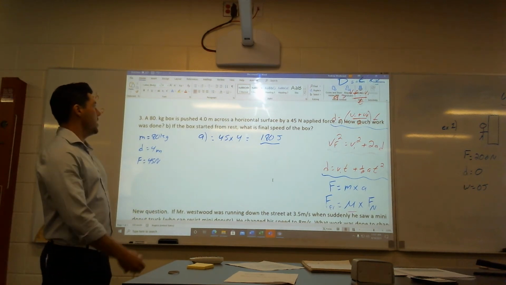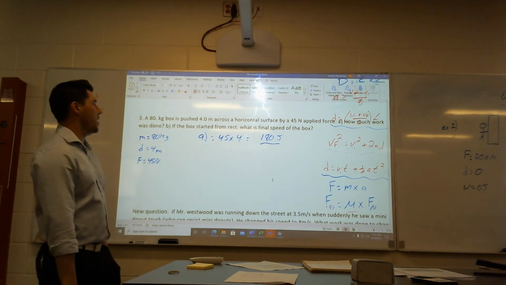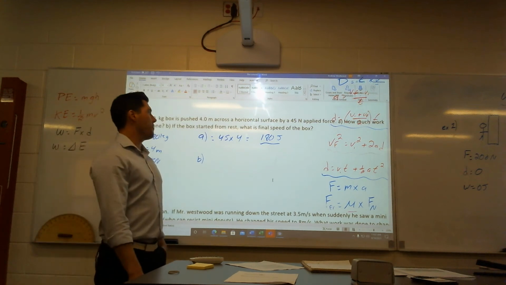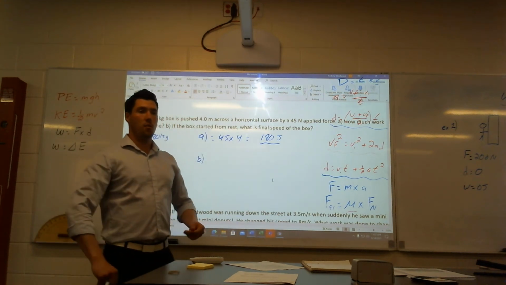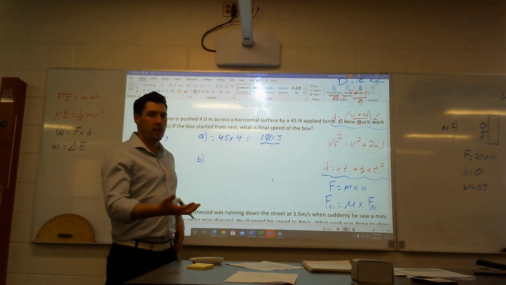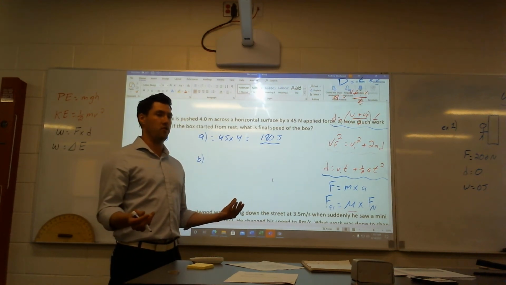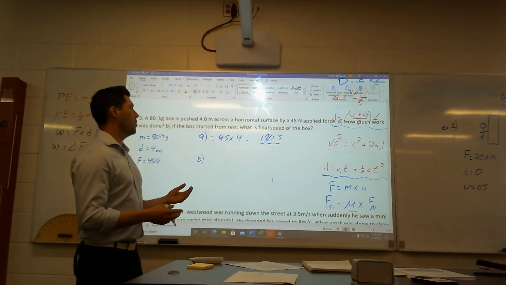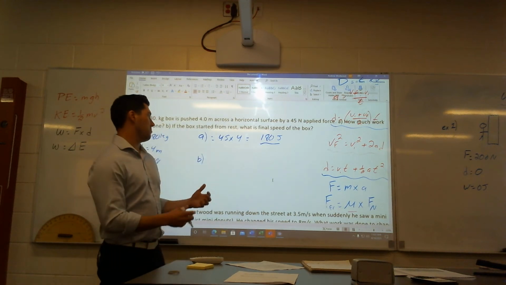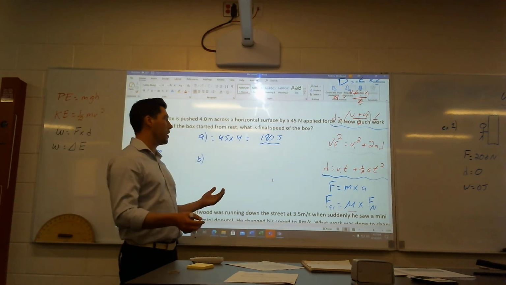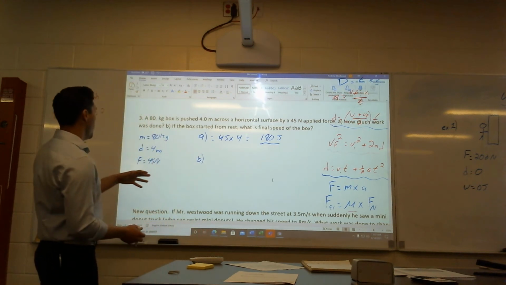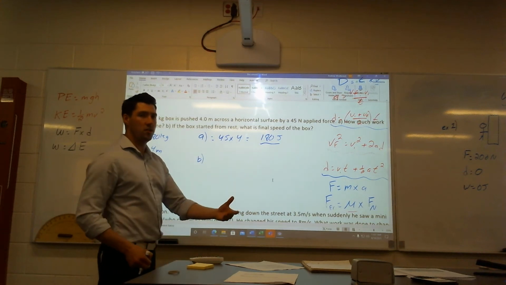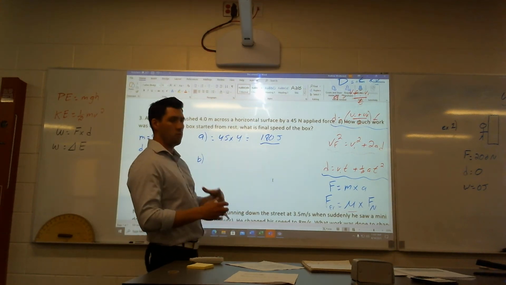It says if the box started from rest, what is the final speed? Well, now I'm talking about it has some kinetic energy. I've put a bunch of work into this. When I'm moving the box, it has some velocity, so it has some kinetic energy. If I'm pushing this box, there's no friction yet, so all this energy has to be used into kinetic energy. Let's think about that. My total energy is 180 joules. I've converted this from rest to a kinetic energy.